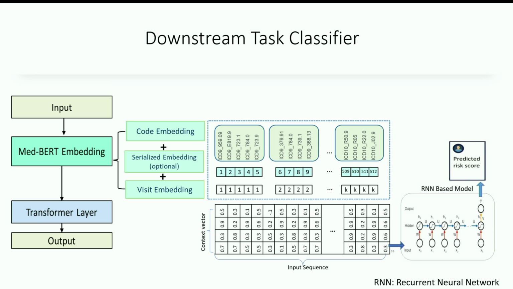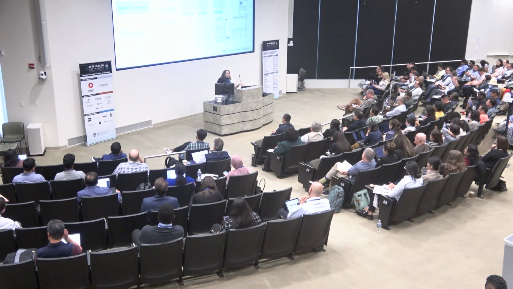And this is converted into vectors that go into the transformer layers and learn what we call the context vector at the end. So the patient becomes a kind of 3D tensor representation here, and this is what we give to a classifier. This classifier can be just a linear layer, or it can be an RNN layer, whatever we want to use, and we get a risk score for the patient.